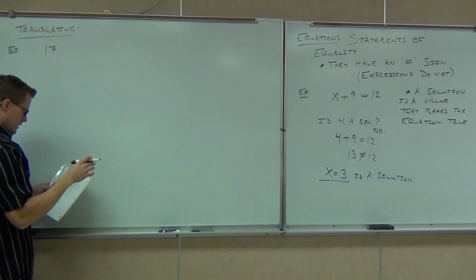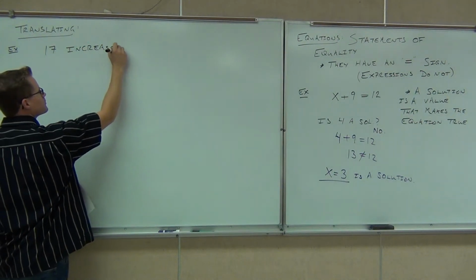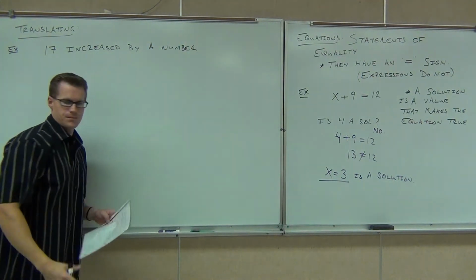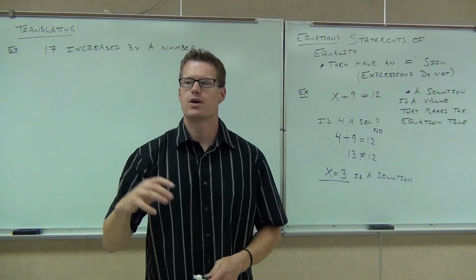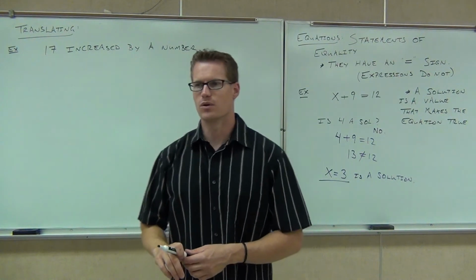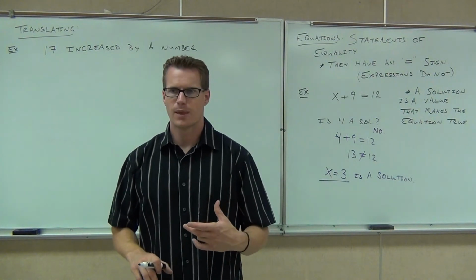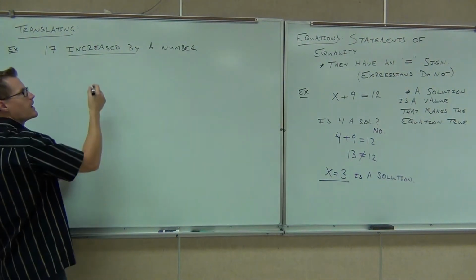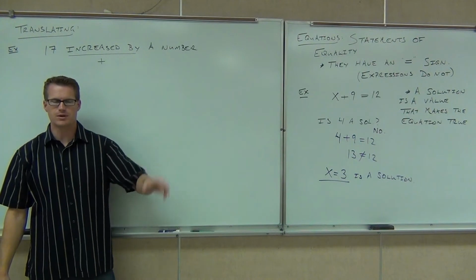Like, let's say it's 17 increased by a number. What we're going to do piece by piece is underline the parts of these sentences that have to do with math and translate them accordingly. So when we read through this, we have 17, sure, that's a number, increased by a number. Tell me something up there that means a mathematical operation. Increased. What's increased mean? Plus. So we're going to underline that word increased by, and right under we're just going to put a plus. Just so we have in our head right now that increased by means we're adding something.